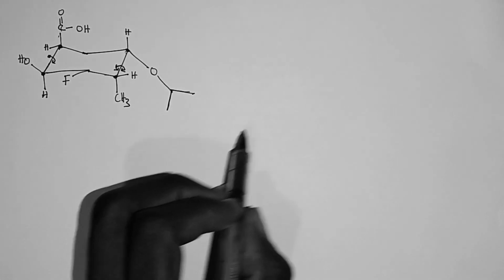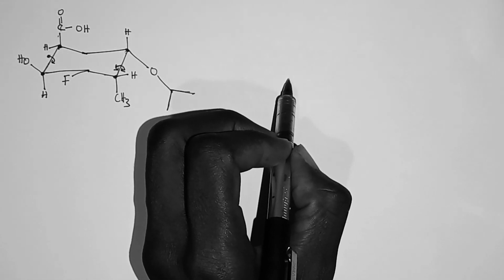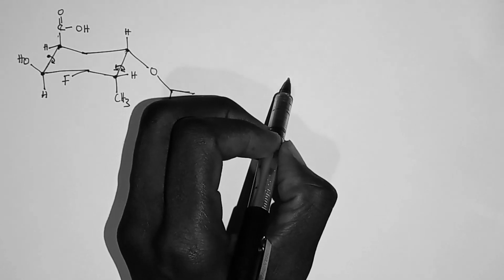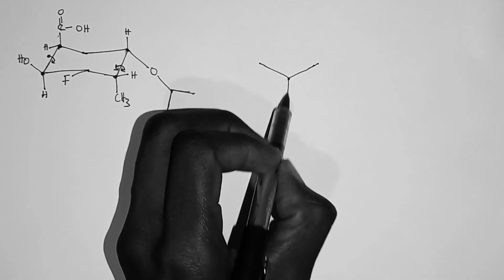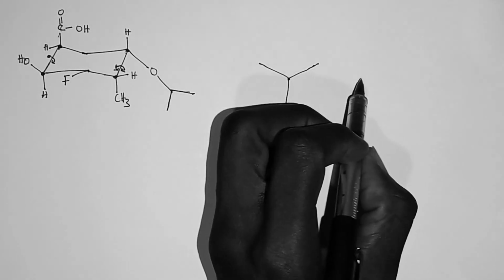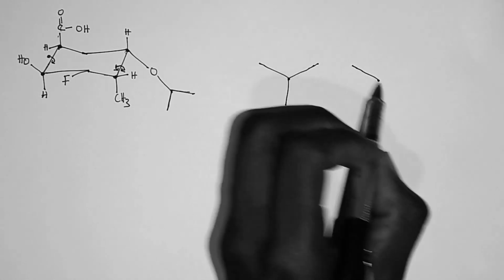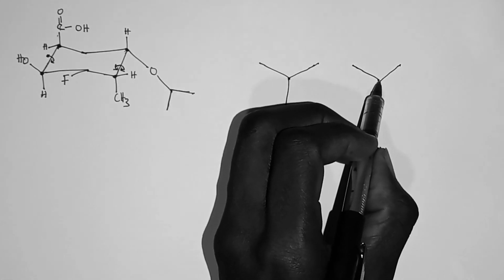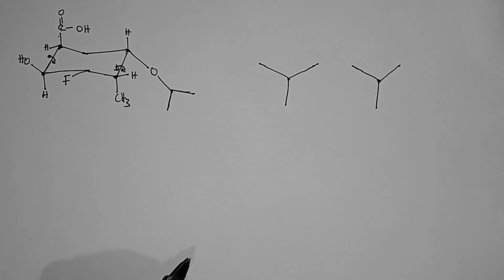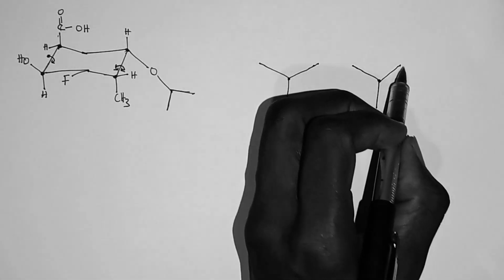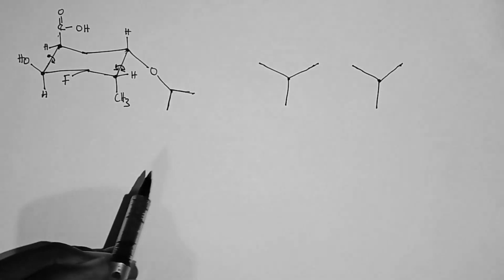So in drawing the Newman projection, let me draw it here. We need to draw a Y here, and this is the carbon in front, which is this carbon. And then at this side too, we need to draw another Y. So this is the easiest way to convert the molecule into a Newman projection. Then this is this carbon, and this one is this carbon.